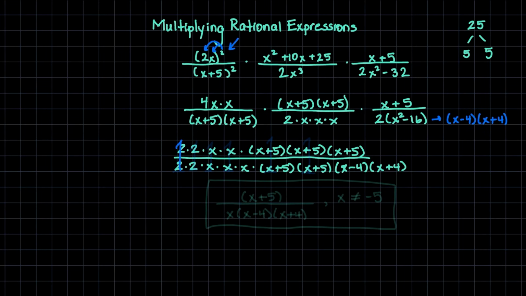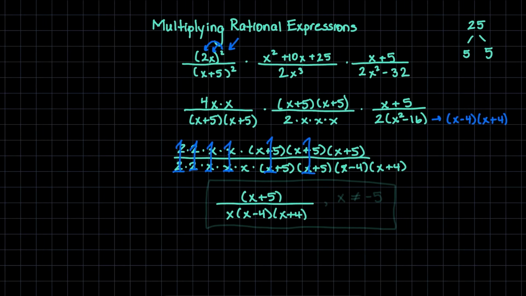Okay, common factor of 2, another common factor of 2, common factor of x, another common factor of x, common factor of x plus 5, and another common factor of x plus 5. I've simplified all my common factors to 1, and everything I'm left with is prime. So my final answer is x plus 5 all over x times x minus 4 times x plus 4.